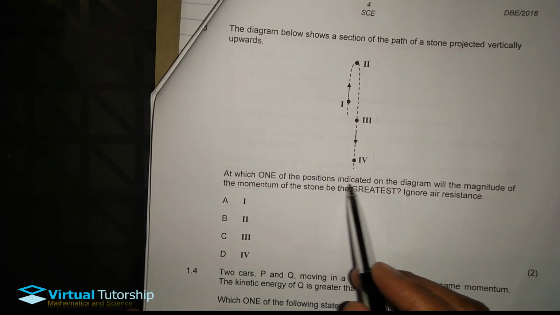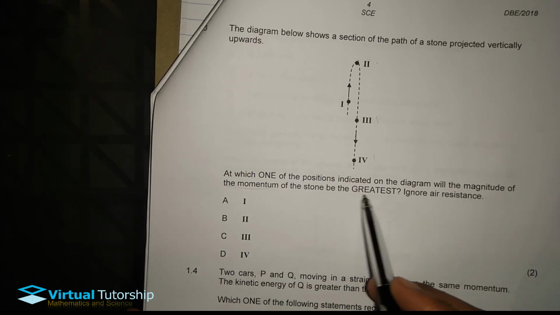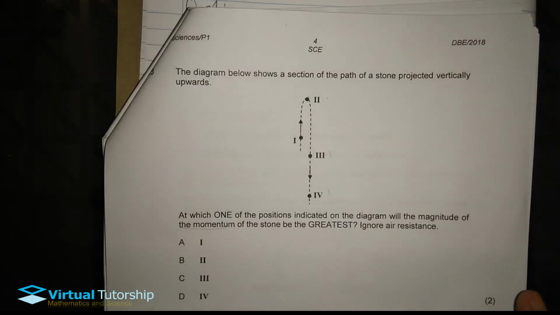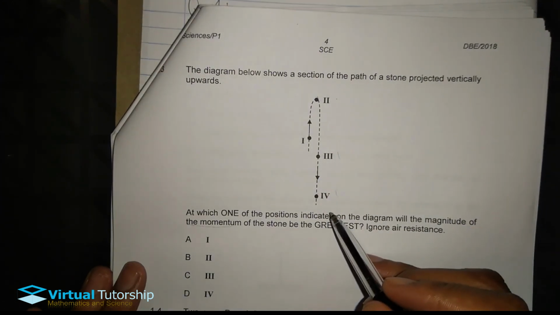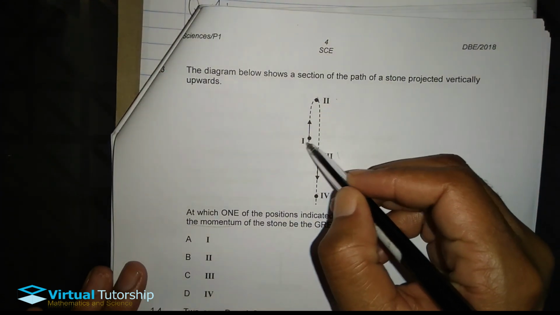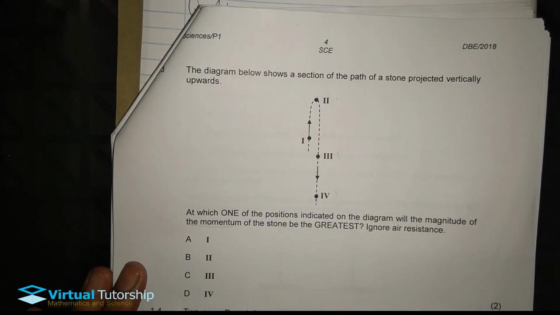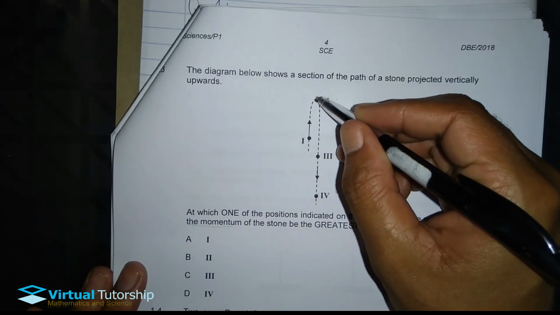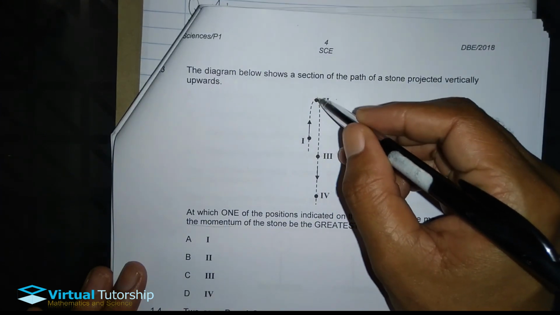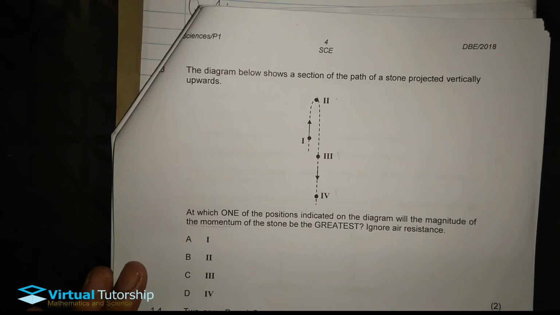At which one of the positions indicated on the diagram will the magnitude of the momentum of the stone be the greatest? Ignore air resistance. So consider the path of this projectile. You know that the value of the velocity decreases, because from 1 all the way up to 2 the velocity becomes 0 because this is the highest point. So A and B are out.